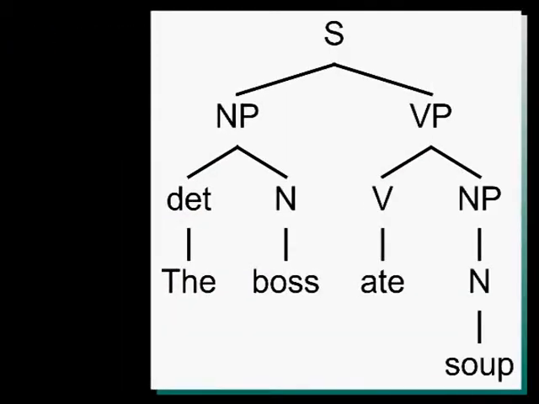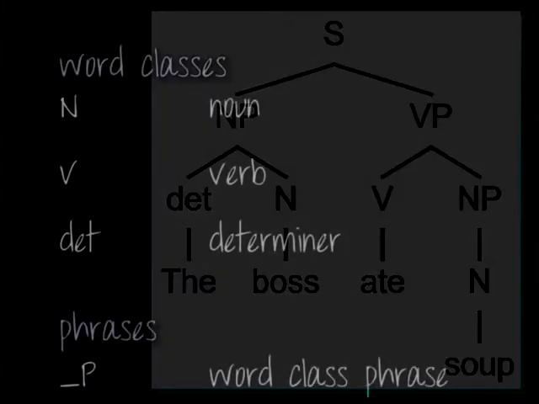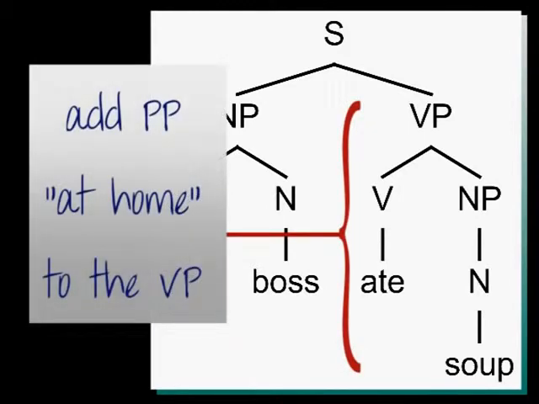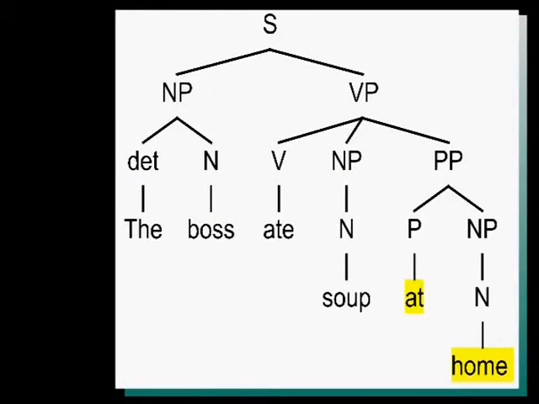The tree still relies on terms for word classes, which traditional grammarians call parts of speech, like noun, verb, preposition, or determiner. What if I want to add a prepositional phrase like at home to the sentence? Well, we have to expand the nodes in our verb phrase. Instead of just the node down here for the verb and the noun phrase over here, we need a prepositional phrase. But this structure, verb, noun phrase, prepositional phrase, starts to flatten out our tree.